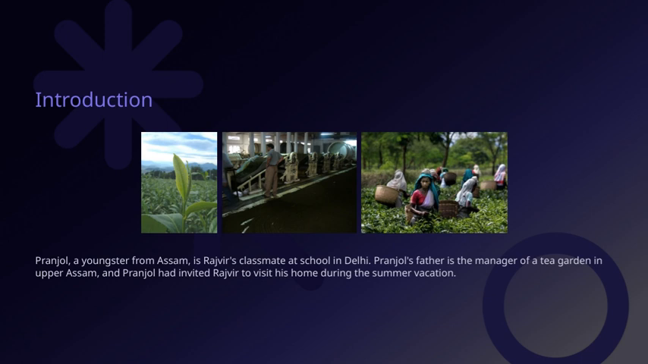During the summer vacation, Pranjal invited Rajveer to visit his home. This invitation is more than just a friendly gesture. It's an opportunity for Rajveer to learn about Pranjal's culture and environment, which is quite different from the city life in Delhi. This connection helps us see how friendships can cross regional and cultural boundaries, enriching our understanding of diverse Indian lifestyles. It's a perfect example of how travel and visits can deepen our appreciation of different traditions and ways of living within our own country.